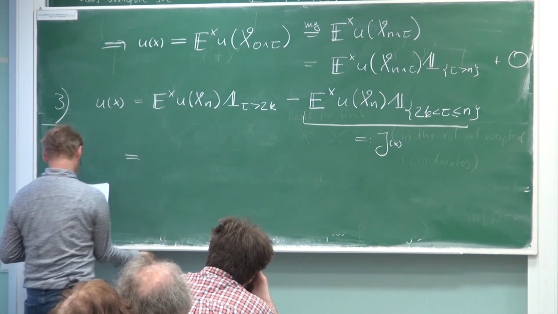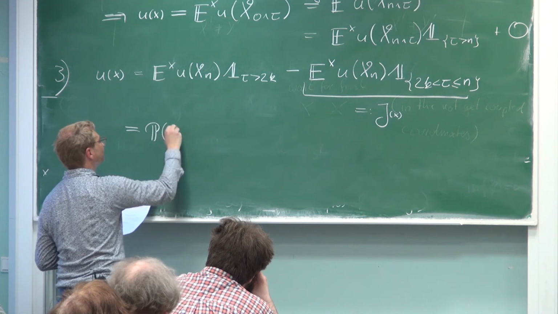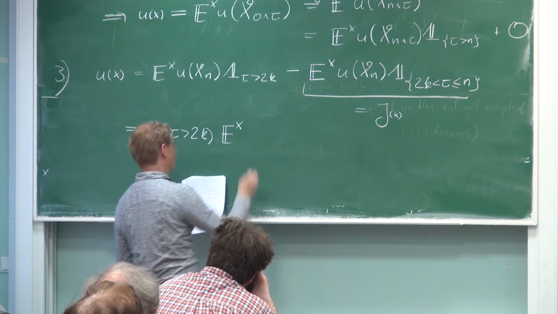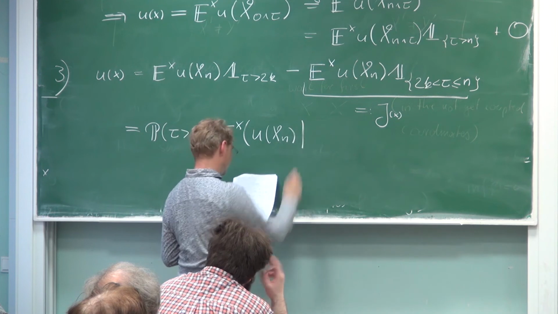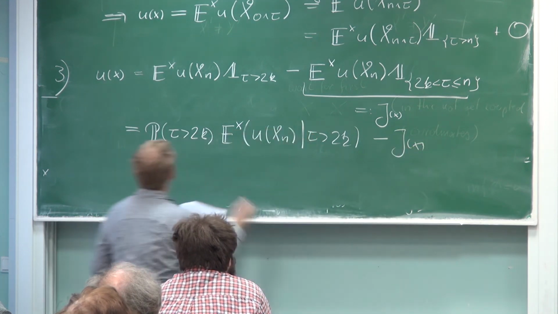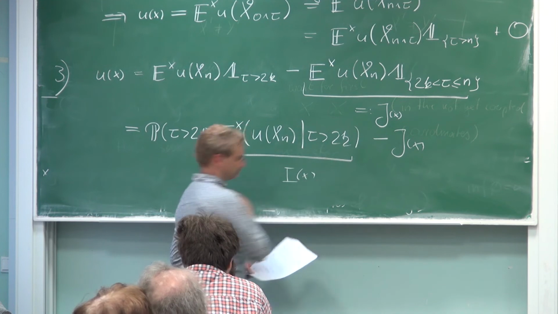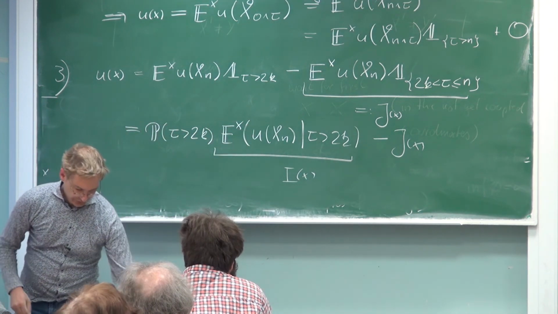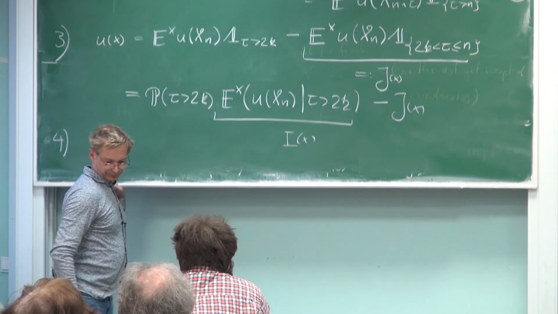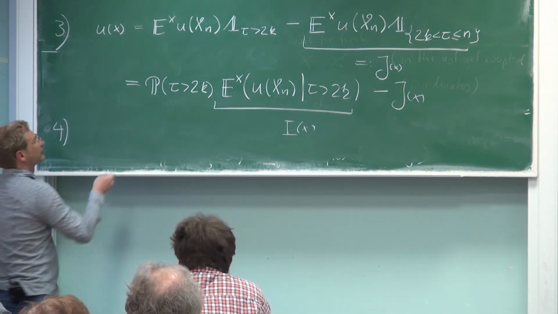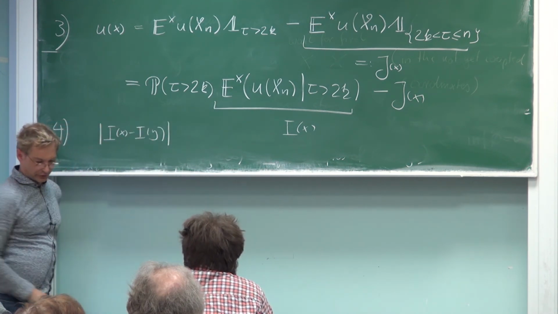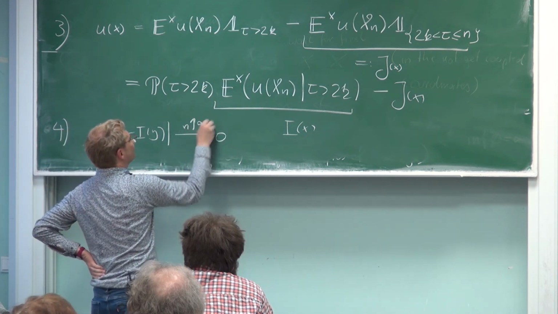And this I can represent in the following way. 2k. And I take here a conditional probability, conditioned that tau is bigger than 2k minus jx. And this I call ix. Okay. And the last step is, now comes coupling in. It's really the last step. Ix minus iy goes to 0 as n goes to infinity.